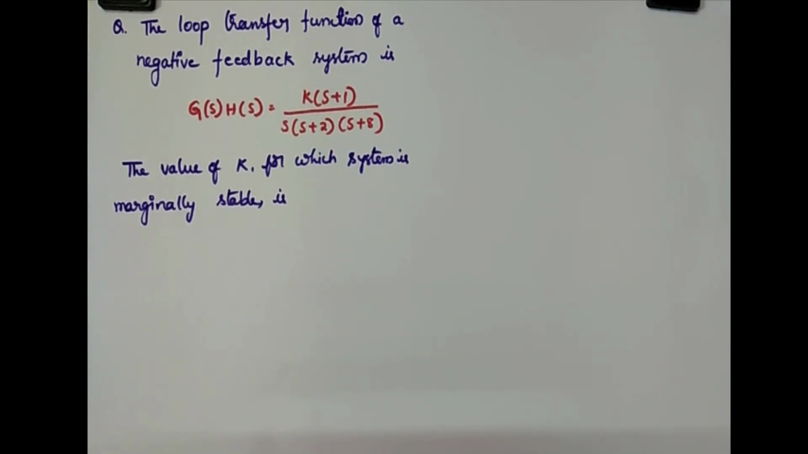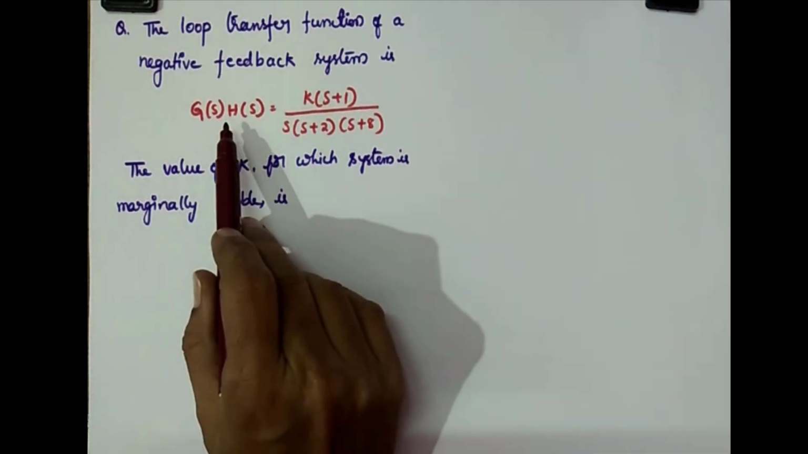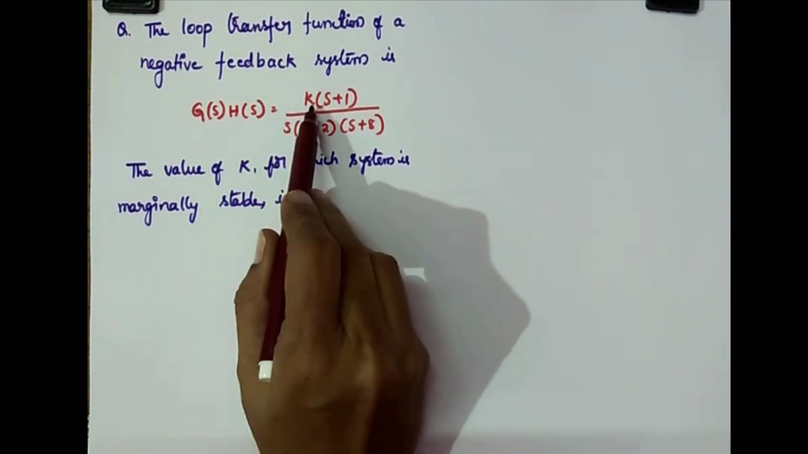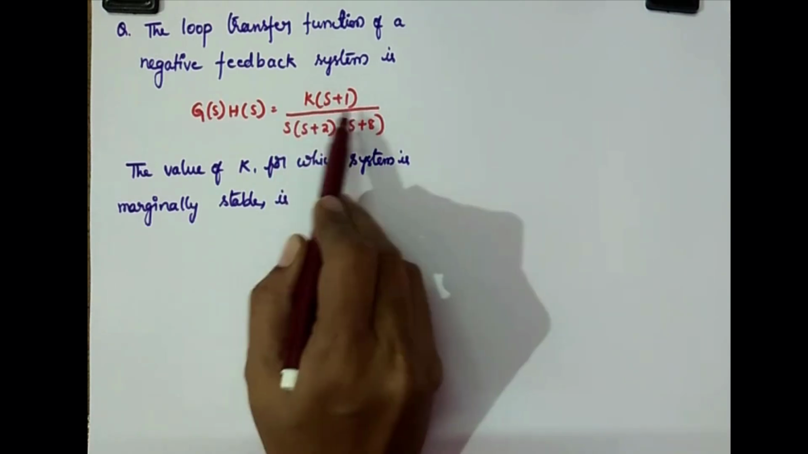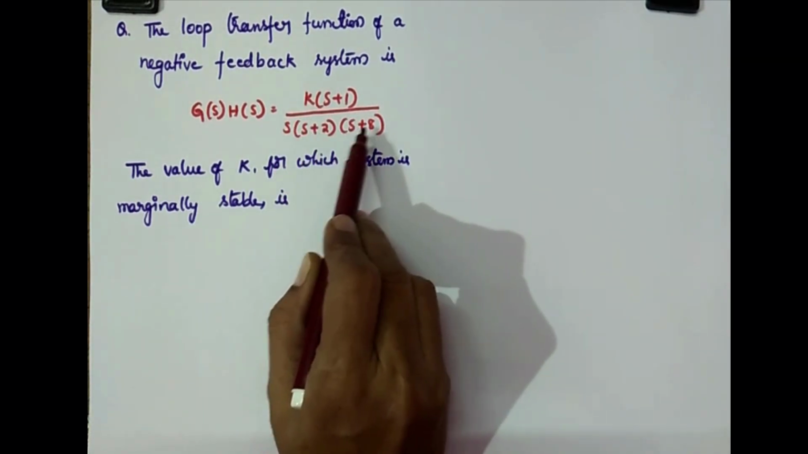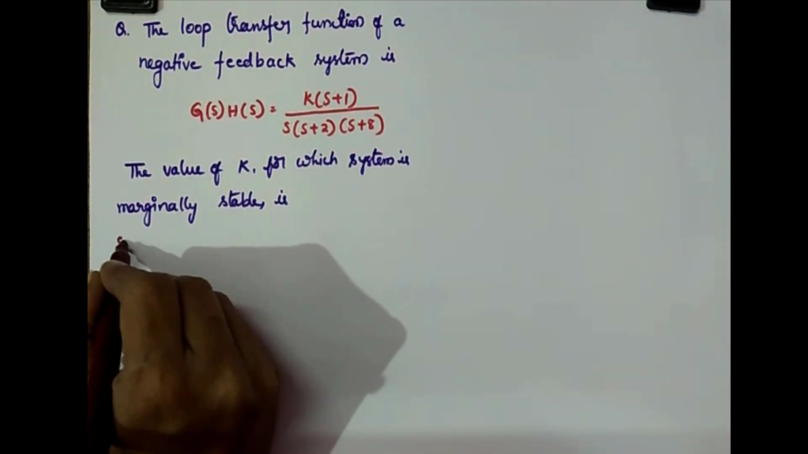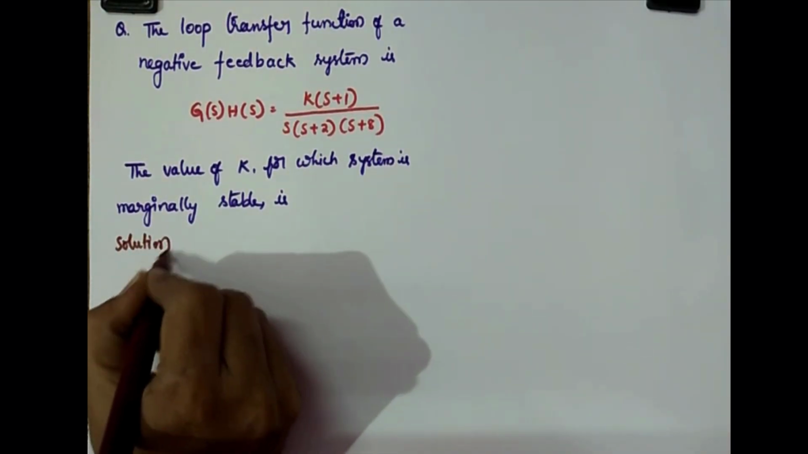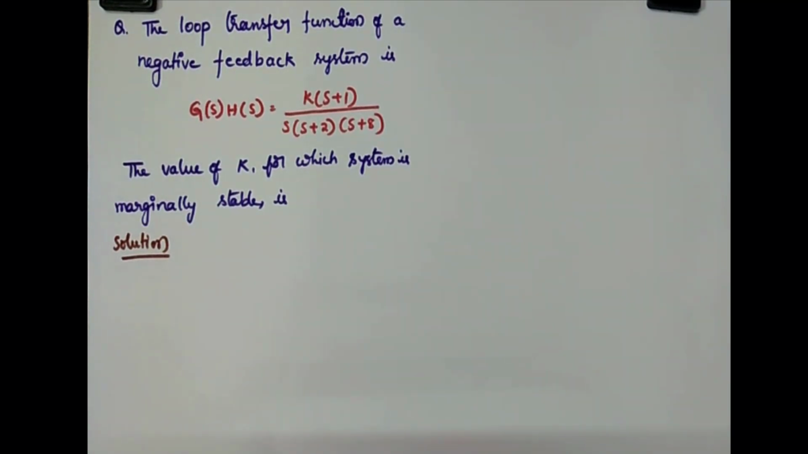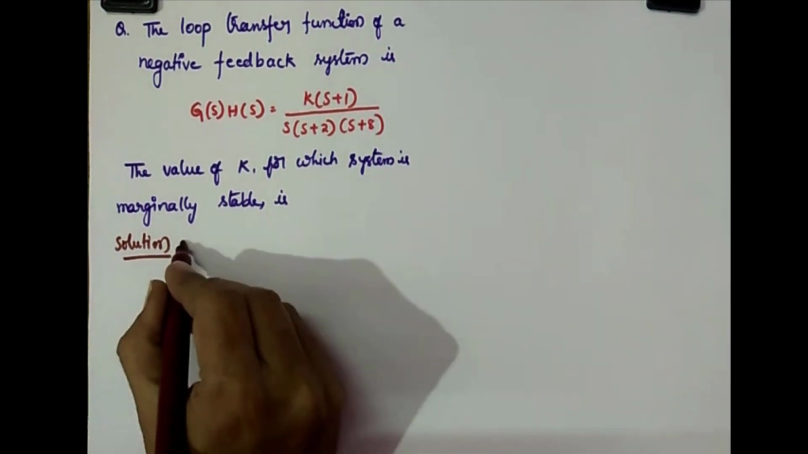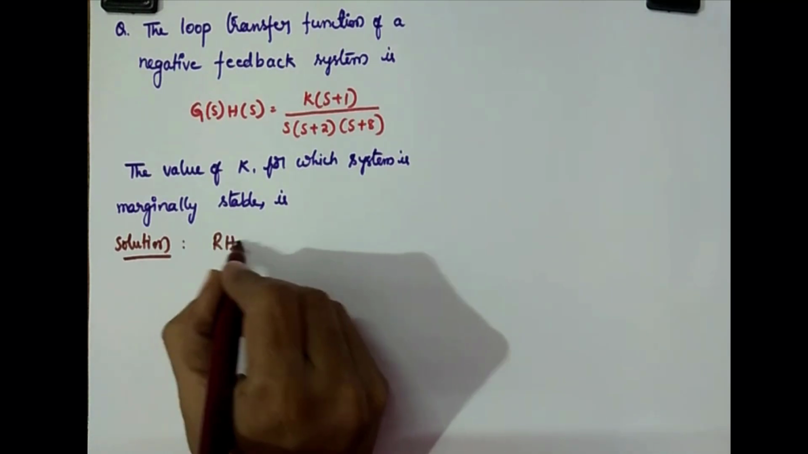Today's GATE question is: the loop transfer function of a negative feedback system is G(s)H(s) = K(s + 1) / [s(s + 2)(s + 8)]. The value of K for which the system is marginally stable is? Let's see the solution. This is a problem from Routh-Hurwitz criteria.